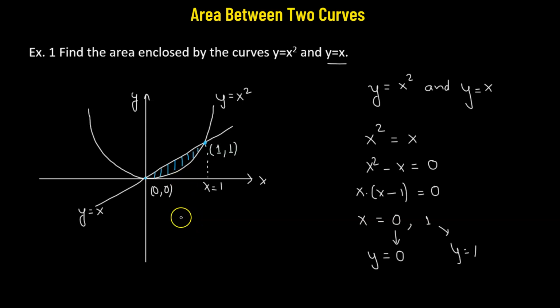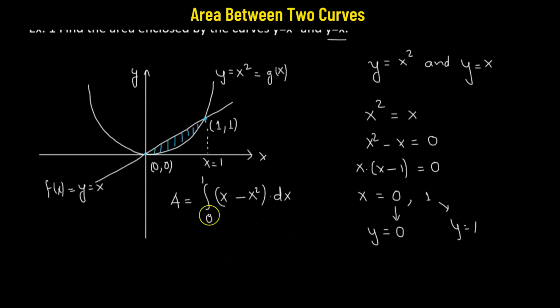Fine. So let's find the area of this shaded region. The area of the shaded region will be given by integration going from 0 to 1. Now we'll have to consider the graph which is above the other graph. If we look at this illustration, we can see that y equals x, the straight line, is above the parabola. So this is going to be our f of x, and y equals x squared is going to be g of x. So we have x minus x squared multiplied by dx.